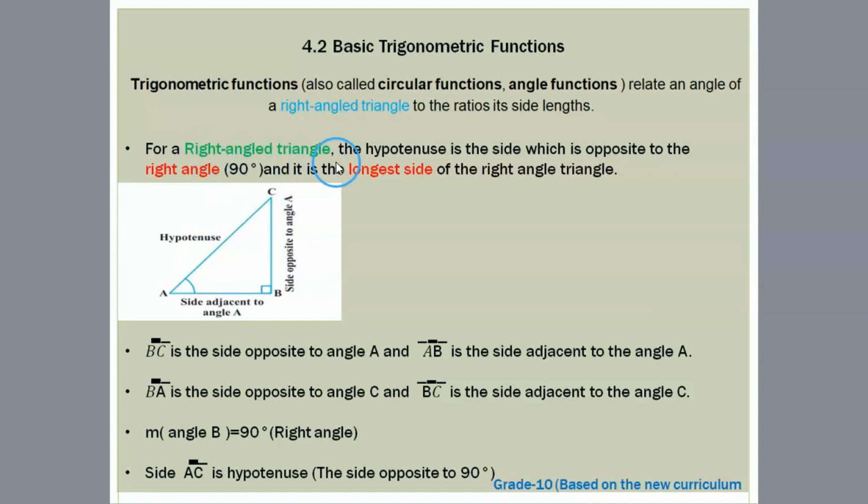The other one, for a right angle triangle, the hypotenuse is the side that is opposite to the right angle or 90 degree, and it is the longest side of the right angle triangle.